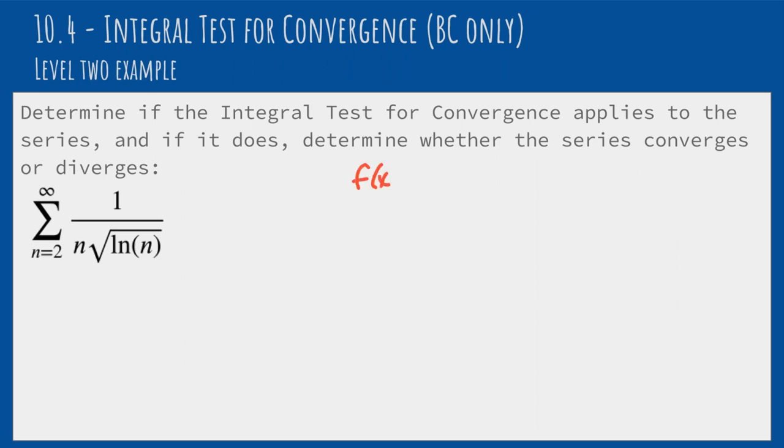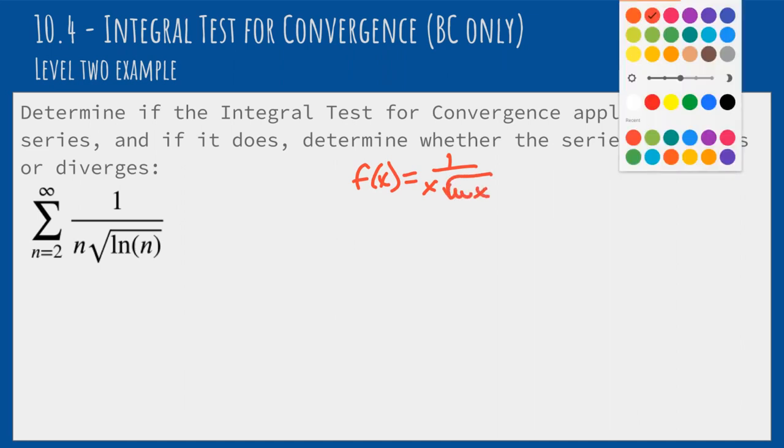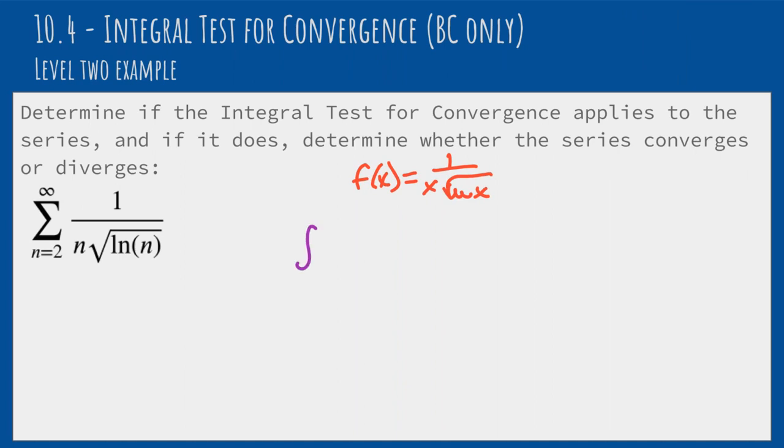So the function that we're going to be looking at is 1 over x times the square root of the natural log of x. So we're going to be specifically looking at the integral from 2 to infinity. Notice I started at 2 because n starts at 2 here, of 1 over x square root of the natural log of x with respect to x. So we're going to rewrite that as a limit because it is an improper integral.